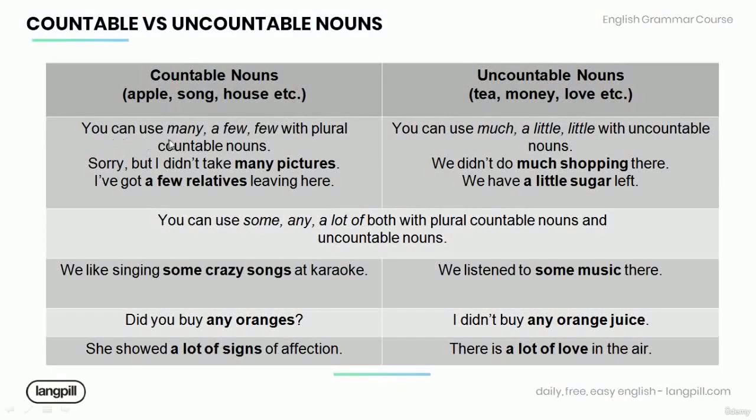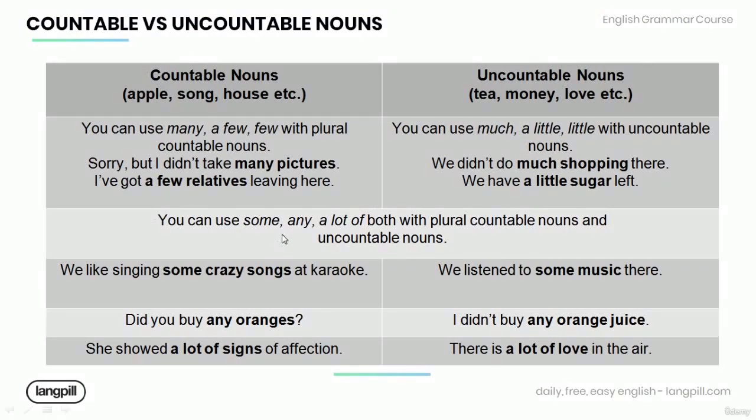Also, you can use many, a few, few with plural countable nouns, as in the examples below. Sorry, but I didn't take many pictures. I've got a few relatives living here. And with uncountable nouns, you can use much, a little, little, as in the examples below. We didn't do much shopping there. We have a little sugar left.